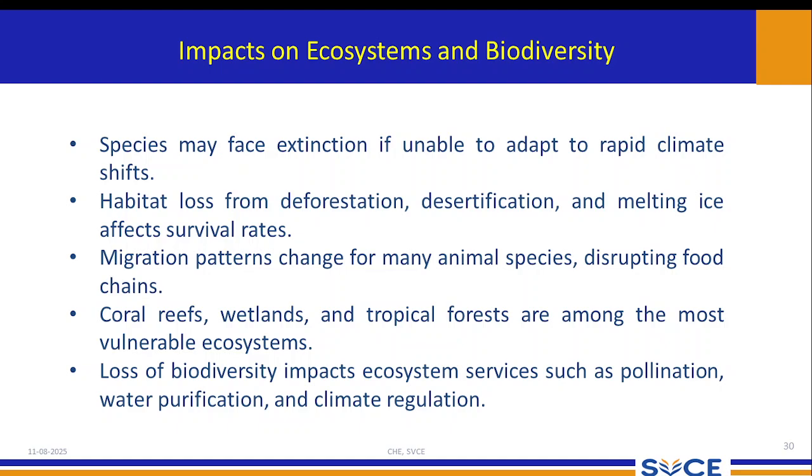Impacts on ecosystem and biodiversity. Species may face extinction if unable to adapt to rapid climate shift. Habitat loss from deforestation, desertification, and melting ice affects survival rate. Migration patterns change for many animal species, disrupting the food chains. Coral reefs, wetlands, and tropical forests are among the most vulnerable ecosystems. Loss of biodiversity impacts ecosystem services such as pollination, water purification, and climate regulation.